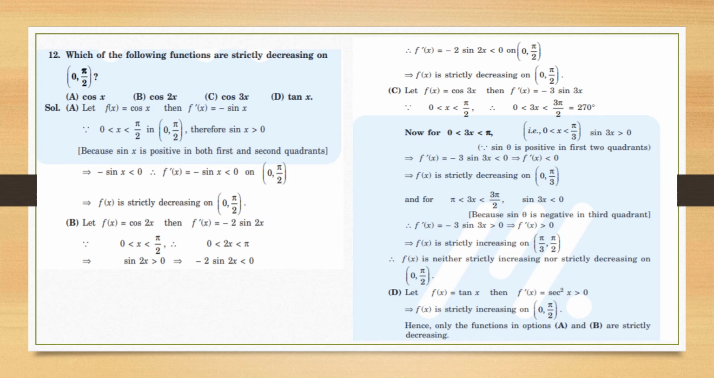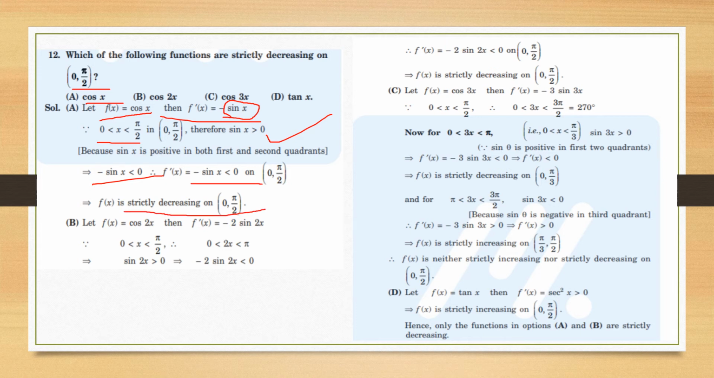Next is number 12. Which of the following functions are strictly decreasing on (0, 90)? This is the first quadrant. Let us see cos x, then we will see all these functions later on. Now f(x) given here is cos x. Taking part A, the derivative is minus sin x, and we are talking about the first quadrant. Sin x is positive in this quadrant, but minus sin x will be negative. So the function is strictly decreasing on 0 to 90.